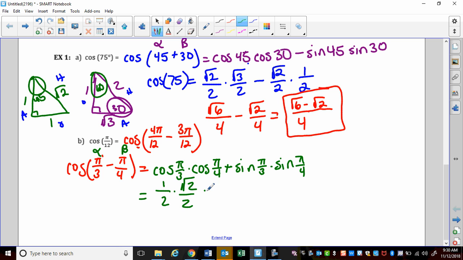Now it's plus. Sine at 60 degrees is opposite over hypotenuse, which is the square root of 3 over 2. Times sine at pi over 4 is going to be opposite over hypotenuse, which we rationalize as the square root of 2 over 2. And you guys can multiply this and add it together and find out what this equals.